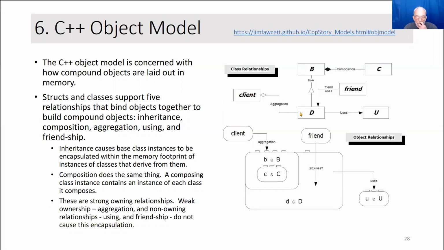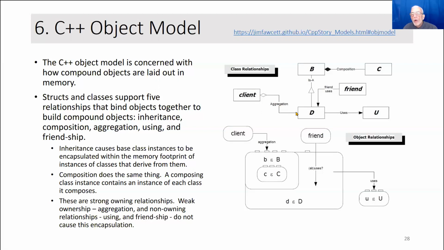So let's talk about these relationships based on their strength. So this composition relationship indicated by the diamond with a solid color is a very strong relationship. It means that C is an indelible part of the B object, and we'll explore that a little bit in just a couple of minutes. Likewise, inheritance, indicated by this triangle, is a very strong ownership relationship. So this base is an indelible part of D.